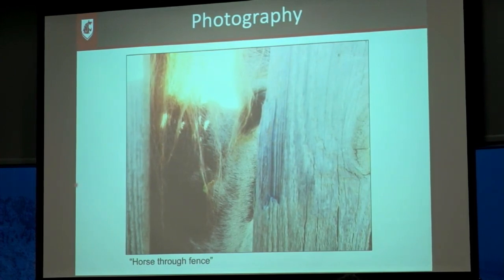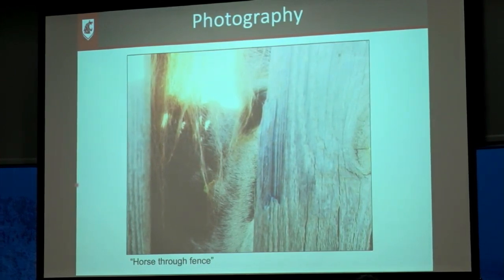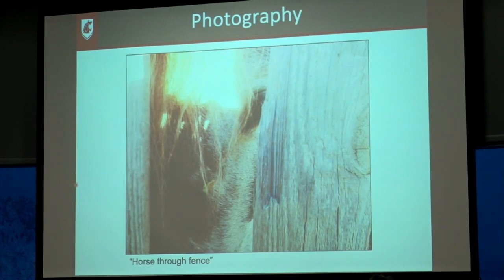This one I love, horse through fence. This is the face of a horse shown through a couple of slats of a fence. It's a perfect example of rule of thirds in photography. But as I mentioned earlier, horses are a key animal in the West Nile virus system because they're so susceptible to the infection.